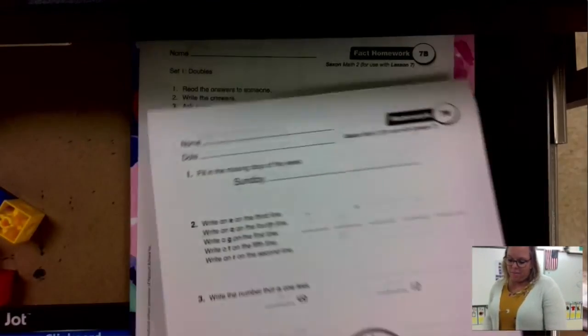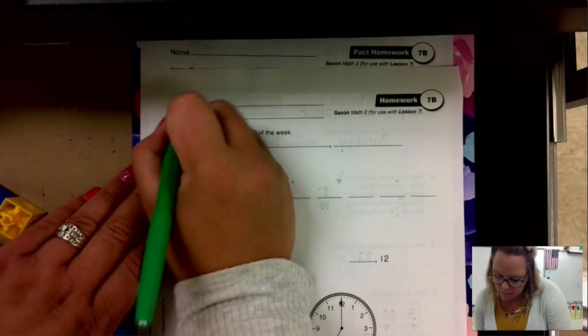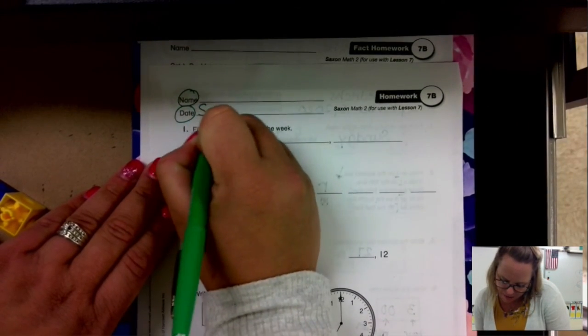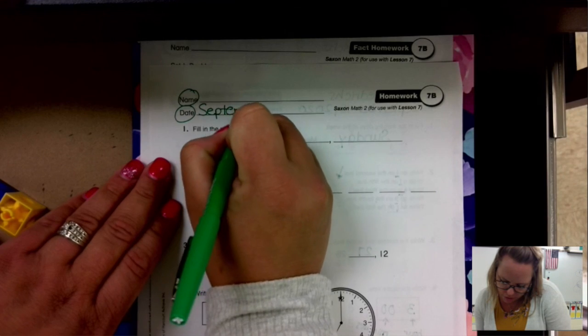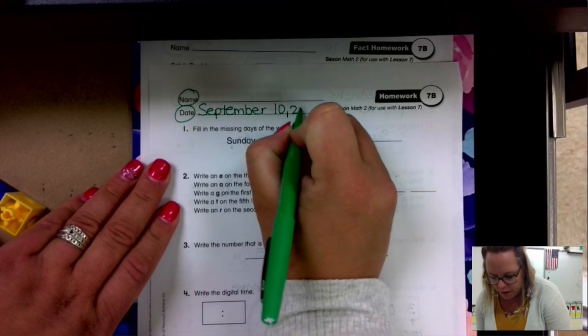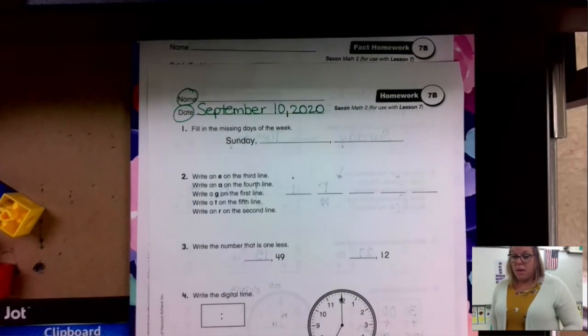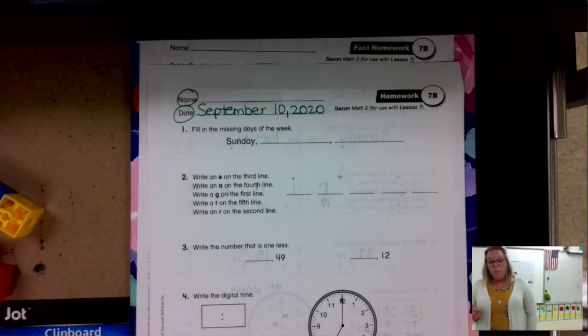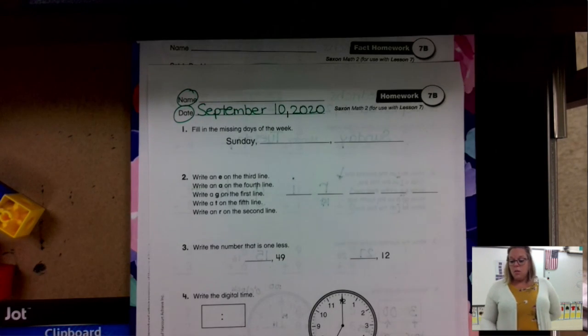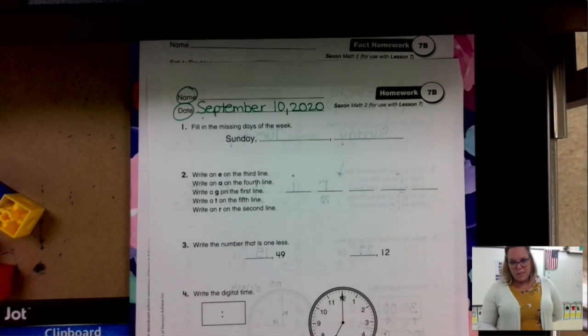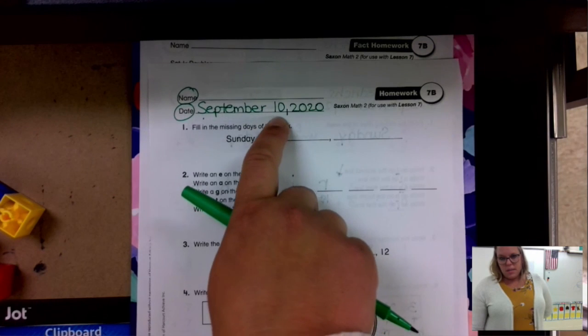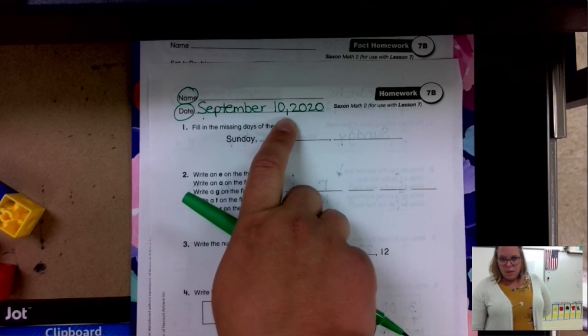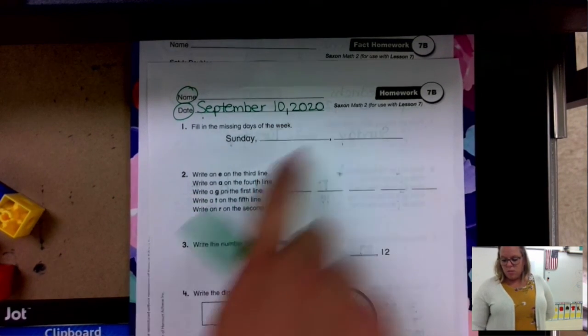On the back side, this is your homework. Please make sure you have your name and the date. Mrs. Friedrichs, why do I need the date on the back side? I already put it on the front side. You need it because it's really great practice for you. That's why you need it. So make sure you have your name and your date. Please make sure that you have your capital S for September, a little space, the 10. Make sure your comma is after the 10 and 2020.